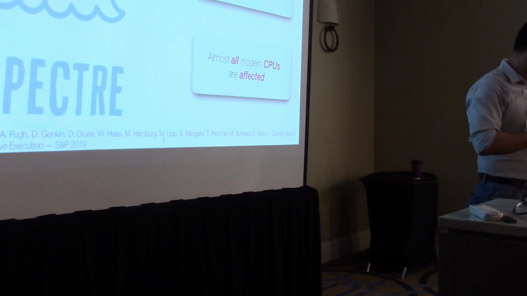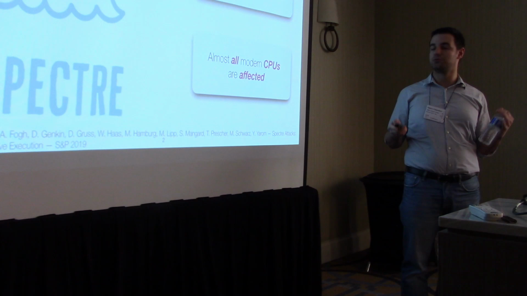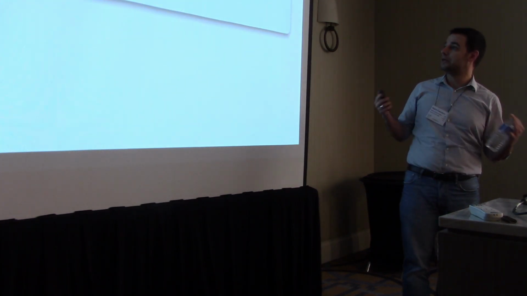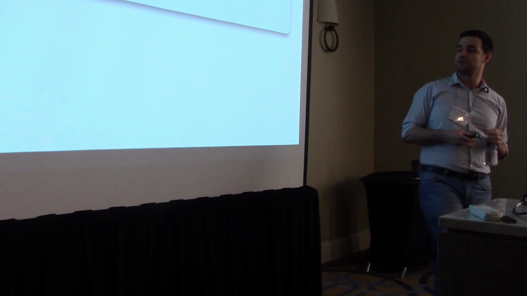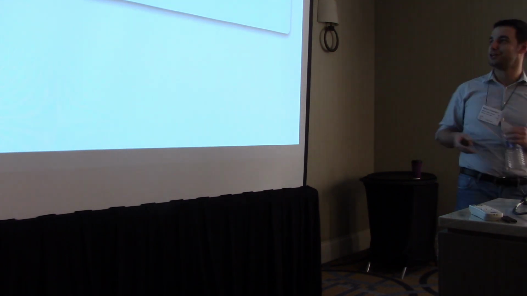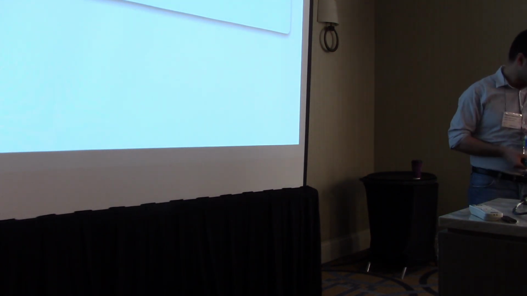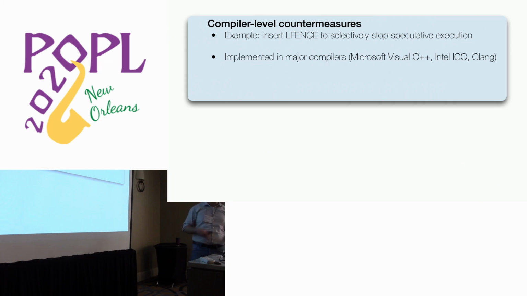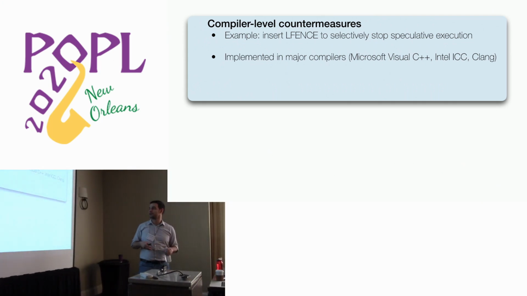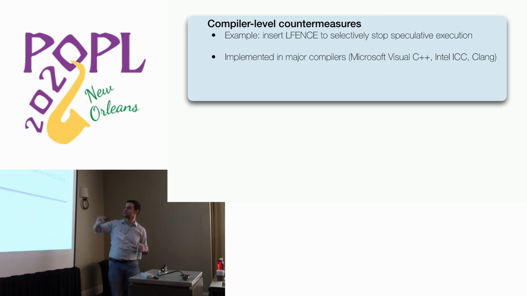Okay? Since the discovery of Spectre, researchers have tried to come up with countermeasures, and a particularly interesting class of countermeasures is compiler-level countermeasures. For instance, the compiler slightly modifies the program and inserts instructions here and there. You could insert fences to selectively stop speculative execution, and you actually have countermeasures in quite a few major compilers. Microsoft, Intel ICC, and Clang all contain some sort of countermeasures.